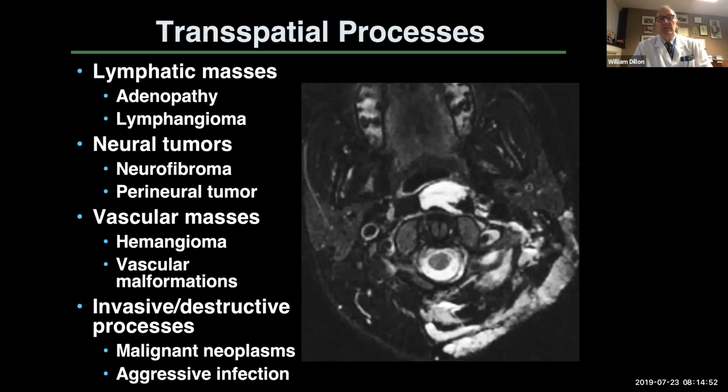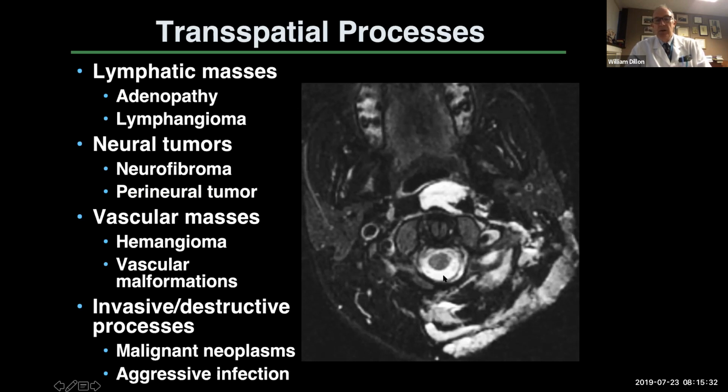Now, I've mentioned all these various spaces, and sometimes lesions don't respect spaces, and we call these transspatial masses. And this can occur because of lesions that go through all the spaces, such as lymphangioma or neurofibroma that course along the nerves, that course through various spaces. We can see this sometimes with vascular lesions, vascular malformations and hemangiomas, and very aggressive infections and neoplasms. So this is a partial list of so-called transspatial masses.